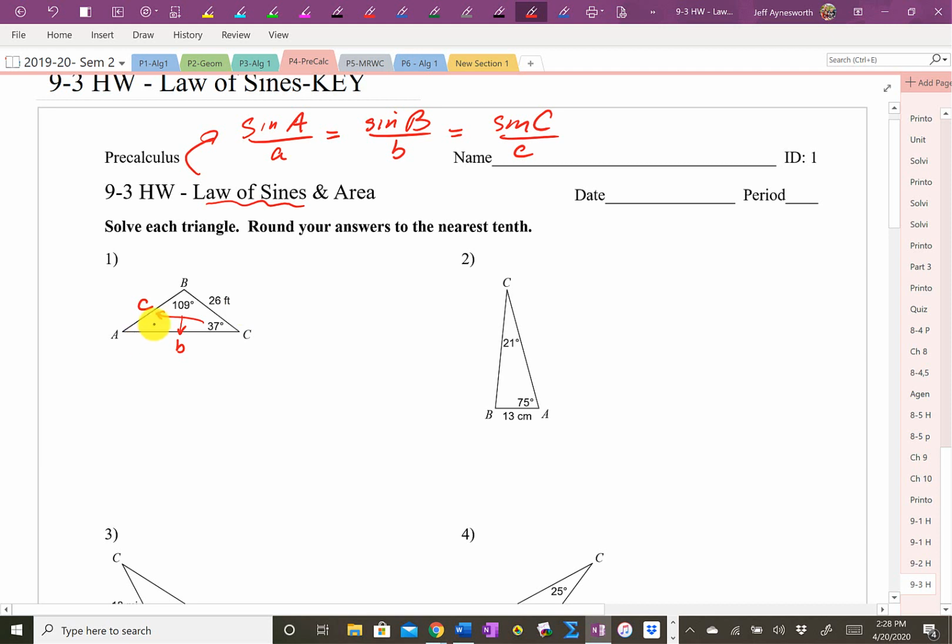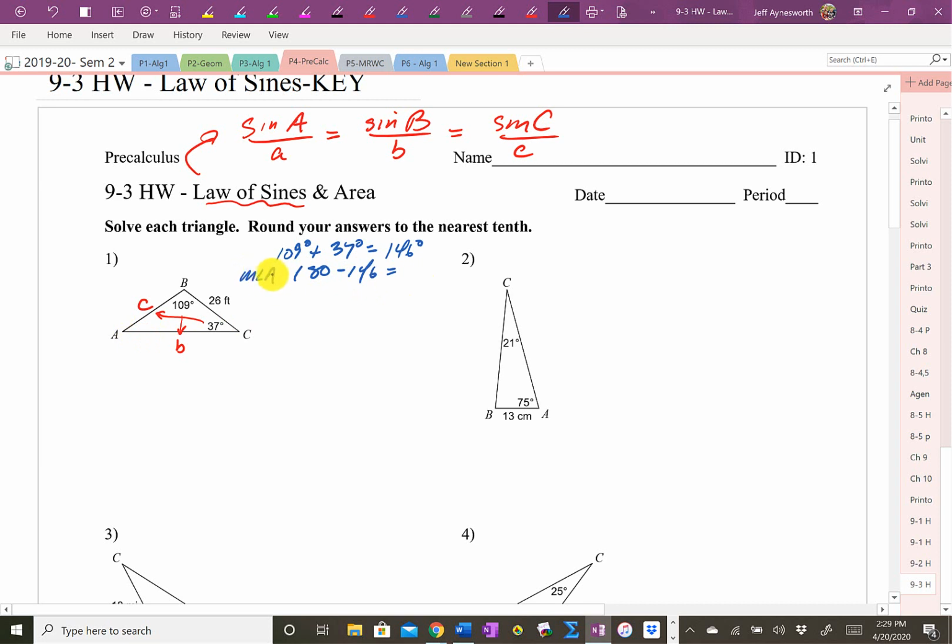All right, so it'd be kind of nice to know what the third angle is. Let's find that third angle, because opposite of 26 feet is angle A, and I need to know angle A to use side 26. I know that all three angles add up to 180 degrees, so I'm going to find angle A first. 109 degrees plus 37 degrees is 146 degrees, and then 180 minus that will give me the angle A.